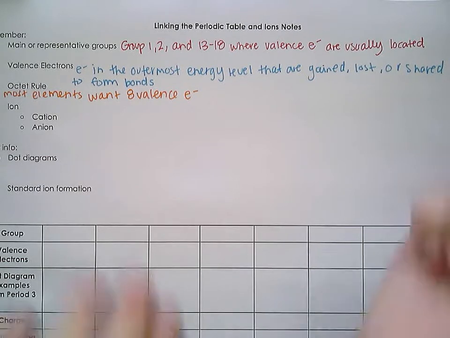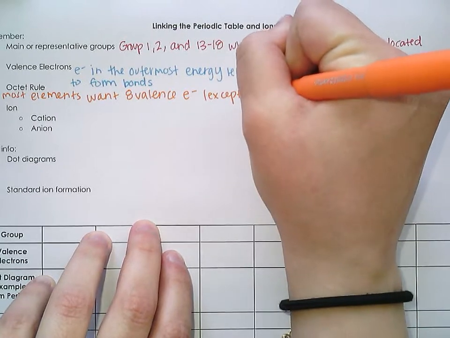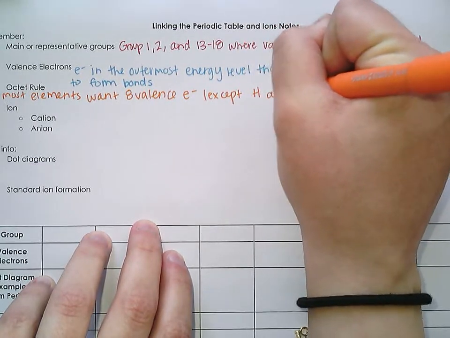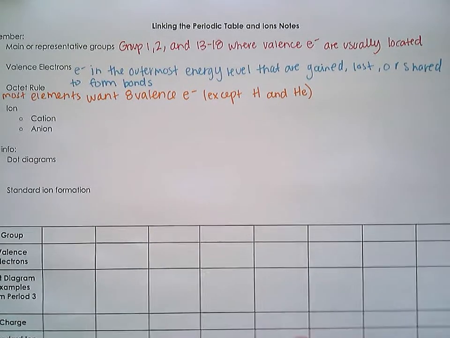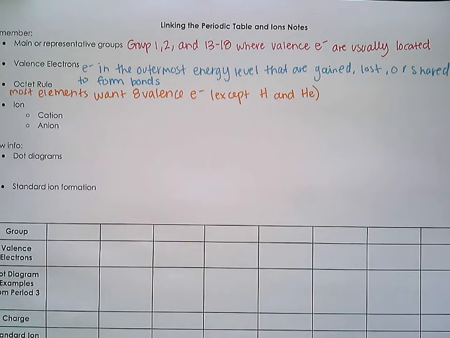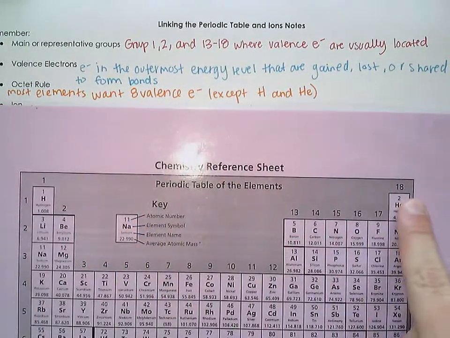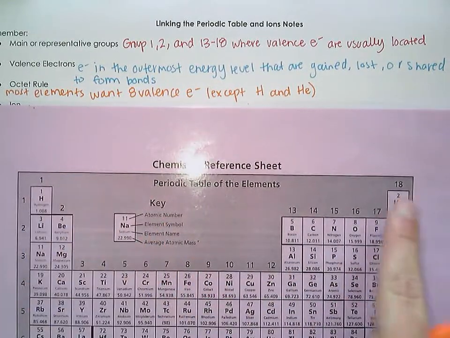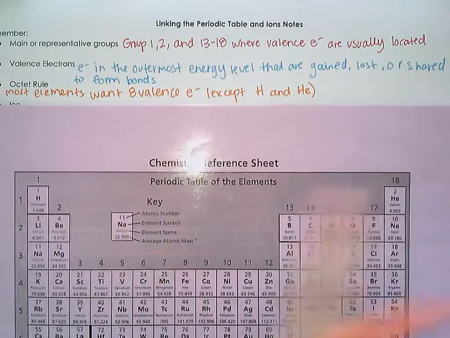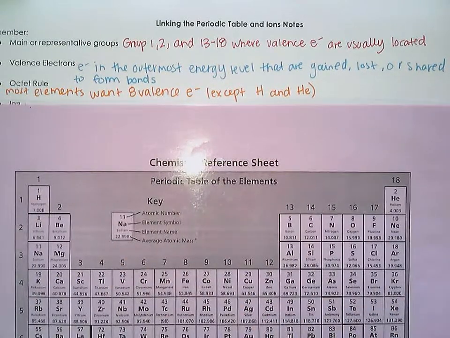There are 2 main exceptions here: hydrogen and helium. If you go into chemistry, we'll talk about expanded octets and other exceptions, but for right now, the only 2 that I really want you to know are exceptions are hydrogen and helium. And that's because they're right here in this first energy level, and there's only 2 places for electrons to go. So they're only looking for 2 valence electrons in their outermost energy level.